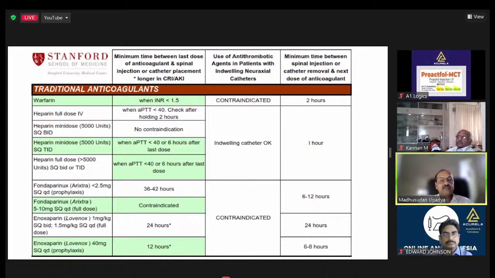When the APTT is 40 or 6 hours after the last dose, or heparin more than 5,000 units subcutaneous BD or TID, you check the APTT and it has to be less than 40 or 6 hours after the last dose. Then you can safely try regional anesthesia technique or neuraxial blockade.